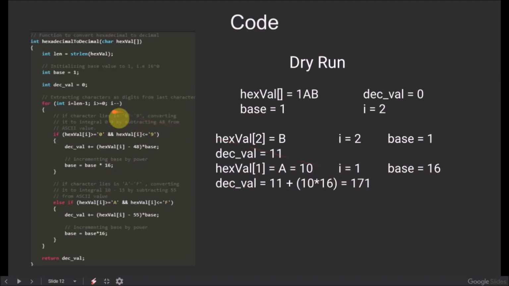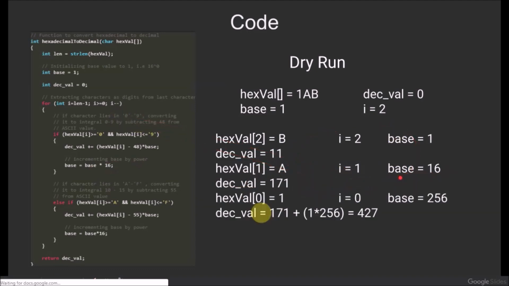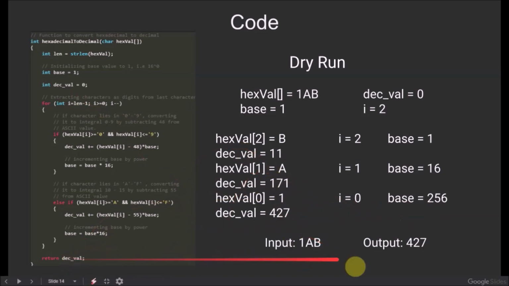As i is still greater than equal to 0, we continue to the next iteration. Here, as hex value 0 is already a numeric value, we need not convert it. The decimal value will be the hex value, that is 1 into the base 256 added to the previous decimal value 171, which gives us 427. We change the value of base by multiplying it by 16. On decrementing the value of i, the value of i will now become -1. As i is not greater than equal to 0, we can exit the loop and return the decimal value, which is 427. I hope you understood the code.